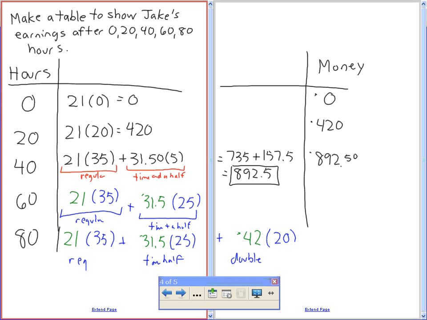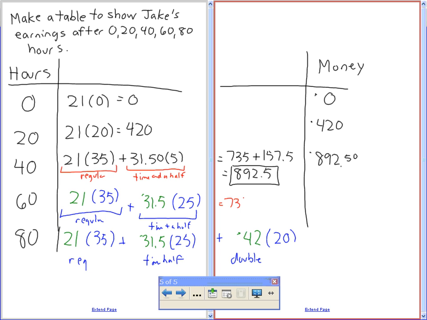What I would like you to do right now is to calculate for me because I can't do this in my head. What's 21 times 35? I think that's 735, I hope. Good. Now, what is 31.5 times 25? 1050? You sure? Is that right? I don't think so. Let me read that. 31.5 times 25? I got 600 and something. How much? 787.5.